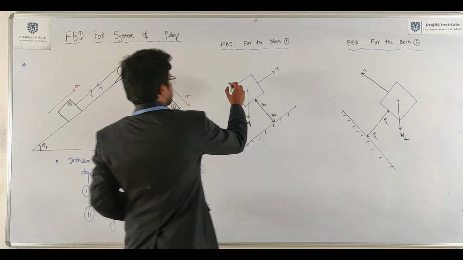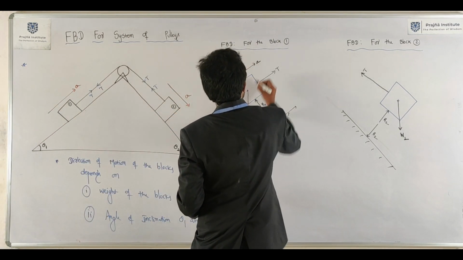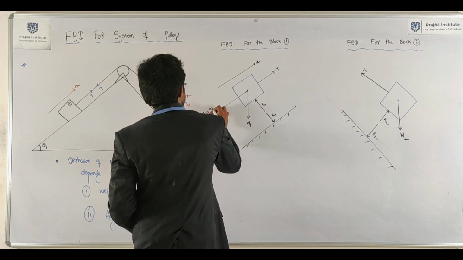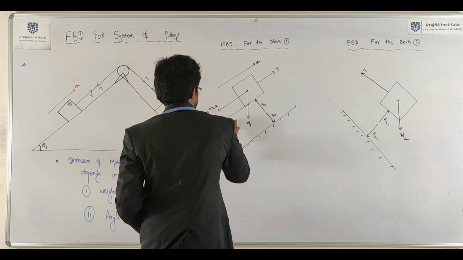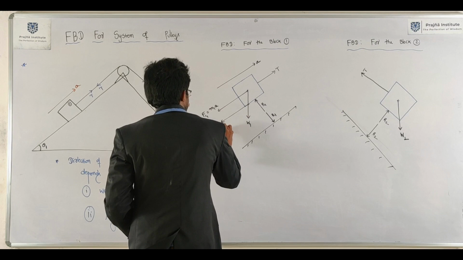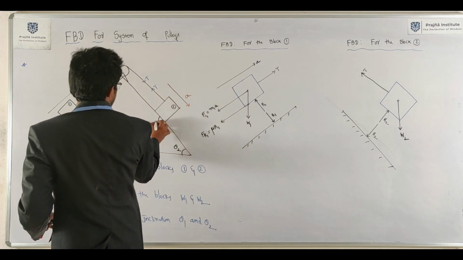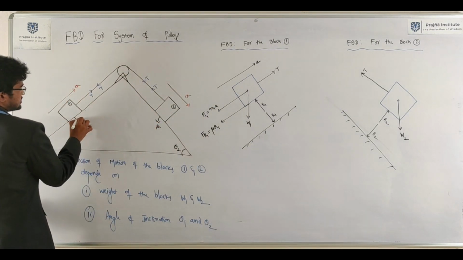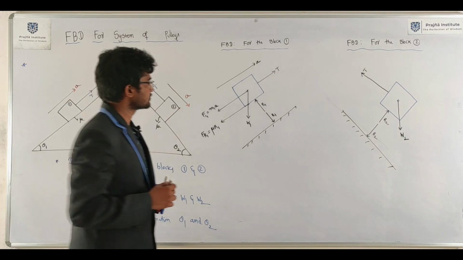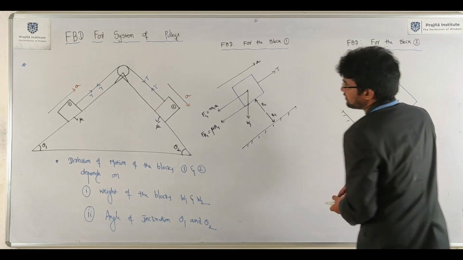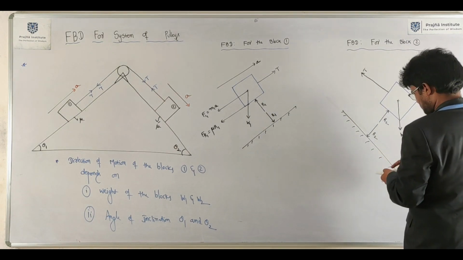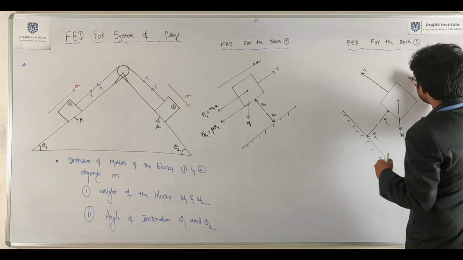This is the acceleration, so inertia force will be acting opposite to the direction of that. Frictional resistance will be mu into R1. Here mu is the coefficient of friction at all contact surfaces, assumed to be mu. Next up, if it is moving up, the other will be moving down.